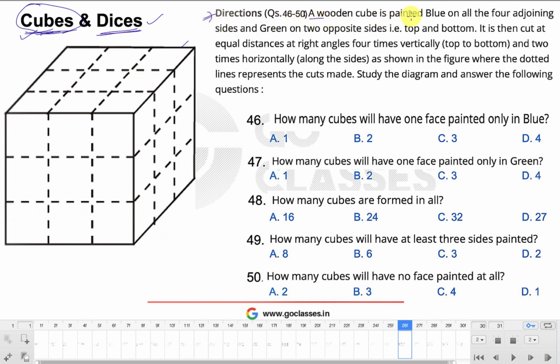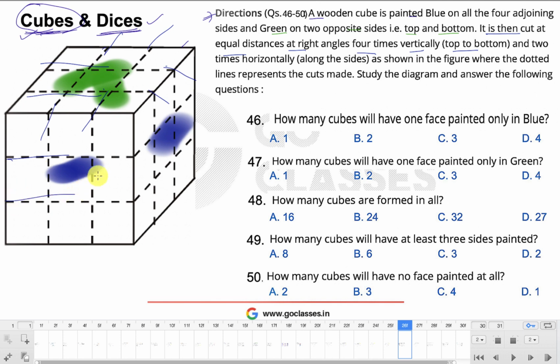A wooden cube is painted blue on all the 4 adjoining sides and green on 2 opposite sides. That is top and bottom. Means top and bottom are green, and all the 4 sides are blue. It is then cut at equal distances at right angles 4 times vertically top to bottom. So this is 1 time, 2 time, 3 time and 4 time. This is vertical cuts and 2 time horizontal cuts. Okay, and 2 times horizontally along the sides as shown in the figure. Now we have to answer these questions.